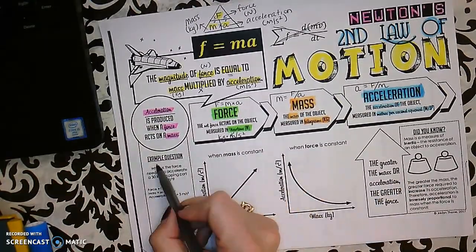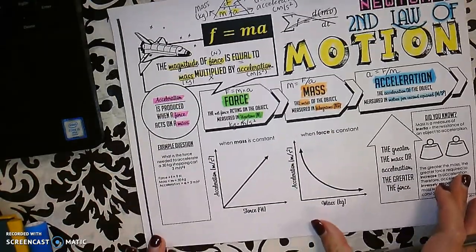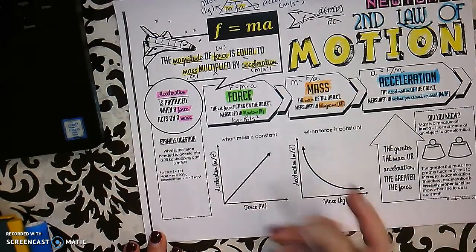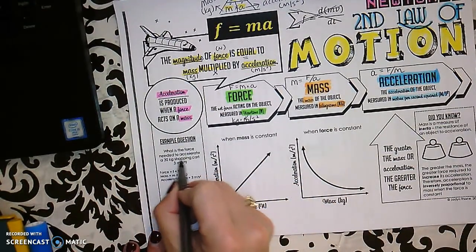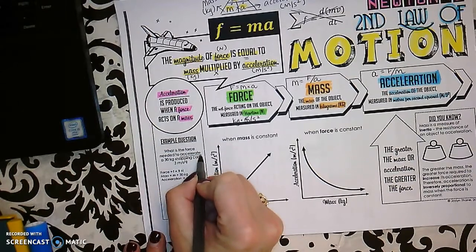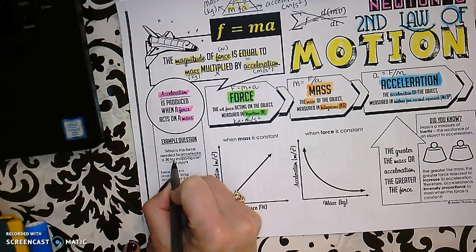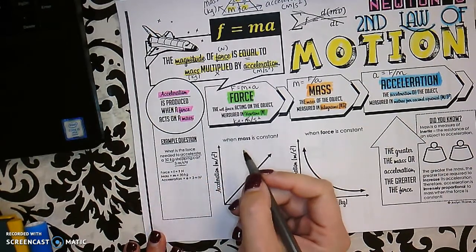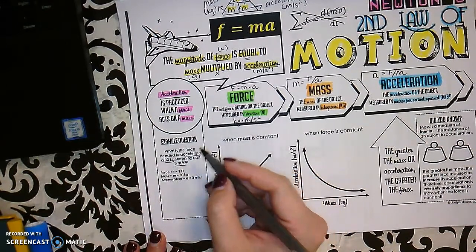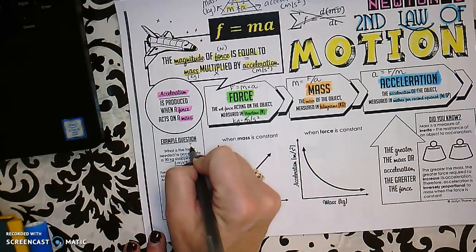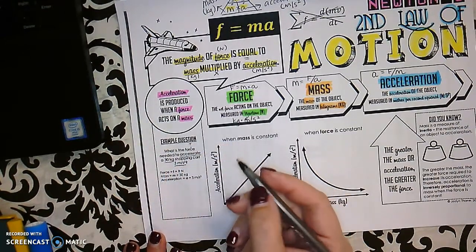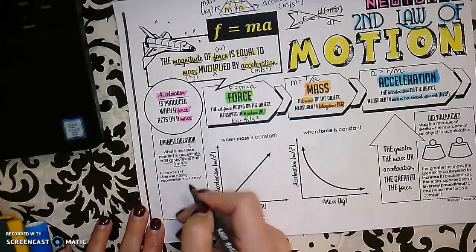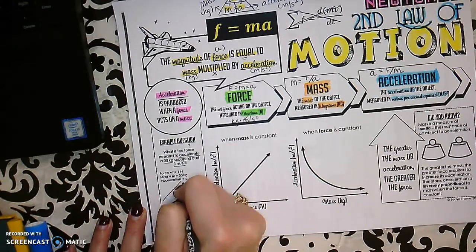All right, so here's our first little example question. It says, what is the force needed to accelerate a 30 kilogram shopping cart 3 meters per second squared? Okay, so we're looking for force. What is the force is what they're asking me. So to solve this, we're going to draw our triangle.